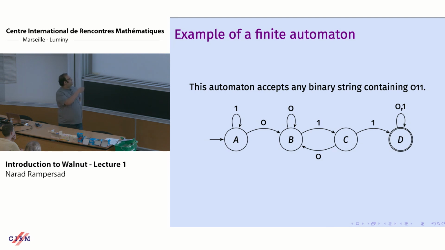So if you're in state A and you read a zero, you transition to state B, and so on, right? And in this case, this particular automaton will accept any binary string containing the substring 0, 1, 1, right? Because as soon as you see 0, 1, 1, you reach the final state D, and from there, you just stay there, whatever else you read, right?